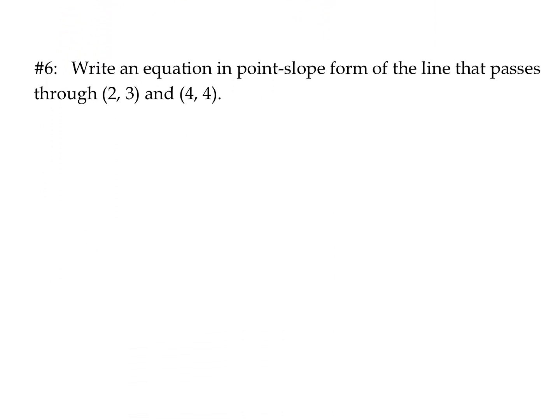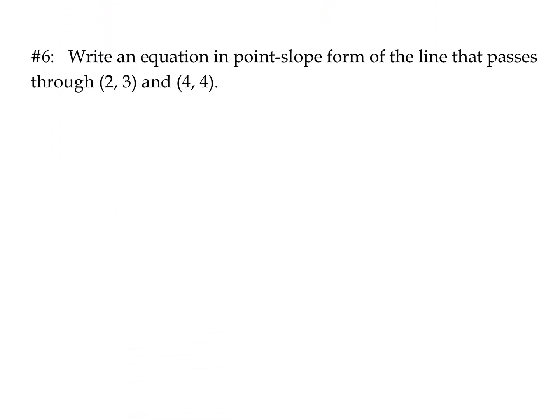Let's try another one. We're writing an equation, this time given 2 points. So again, what do we need to start with? The slope. In the last problem, we read the slope from the graph. Here we don't have a graph, but we're going to calculate the slope by doing y2 minus y1 over x2 minus x1. So we have 1 over 2. So my slope is 1/2.